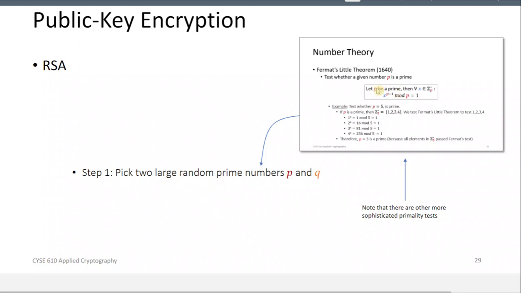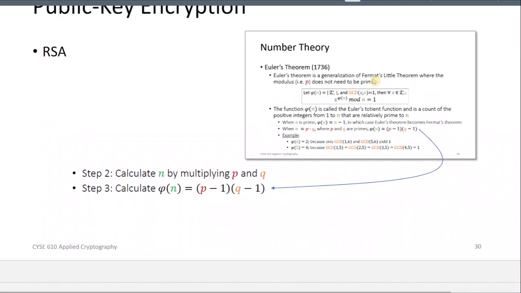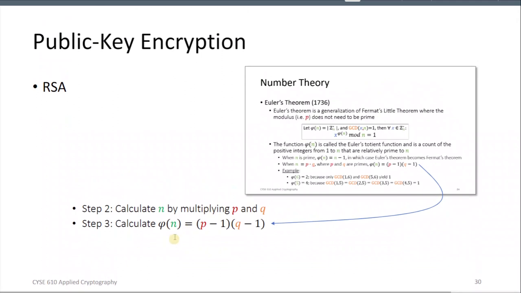So we pick the two large numbers, and in this case we use Fermat's little theorem, because it's really hard to identify a prime number when it's really, really large. How can you know if a really large number is prime or not? I'm giving you the number 6762. Is this prime or not? It's really difficult to know. So we use this function, which we explained in the previous lecture.